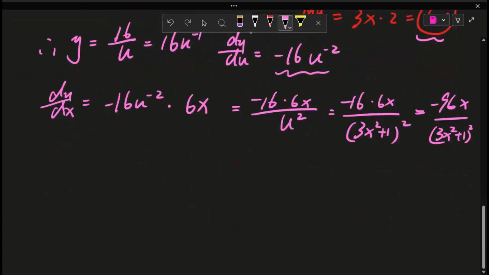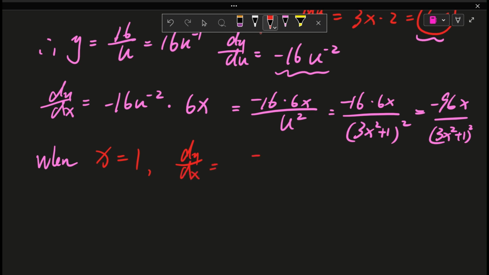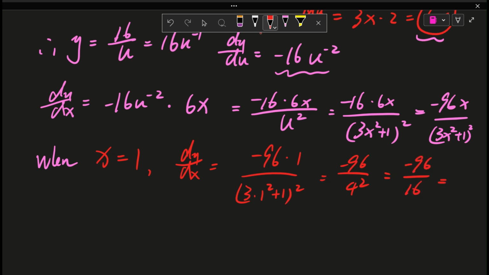So now, when x equals 1, dy/dx equals negative 96 times 1 over (3 times 1 squared plus 1) squared. That equals negative 96 over 4 squared, which equals negative 96 over 16, which is negative 6. That is the gradient of the tangent to the curve.